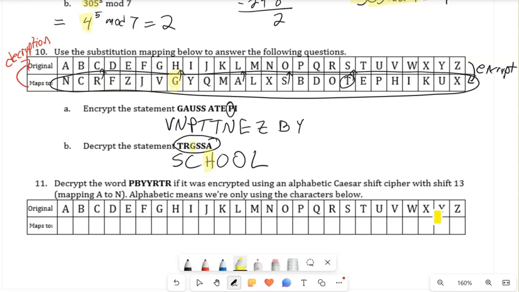Yeah, yeah, okay. Number 11, decrypt the word if it was encrypted using an alphabetic Caesar shift cipher with shift 13, i.e. mapping A to N. So for this one, below A, we place N, and then do the alphabet. When we get to Z, we start over at the alphabet.